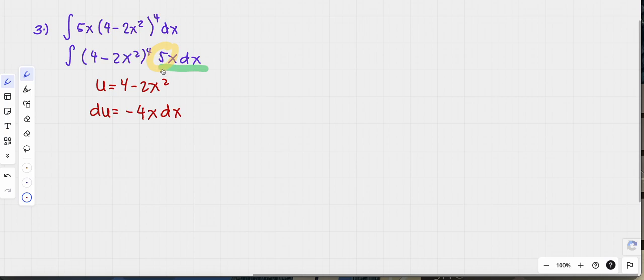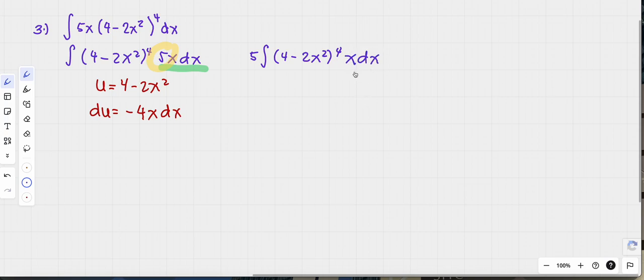Now how will we achieve our desired du if we have an issue with the numerical coefficient? Okay, so what we can do here is we can simply set aside 5 first. So we can rewrite our original integral as this one. So we have the integral of, we set aside 5, so put it at the left side of the integral sign. So 5 times, then copy the rest. So this is (4 minus 2x squared) to the 4 x dx.